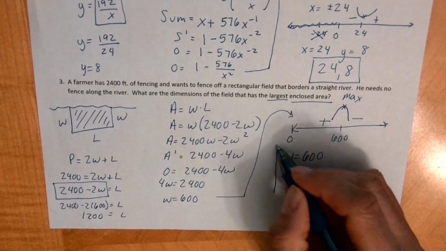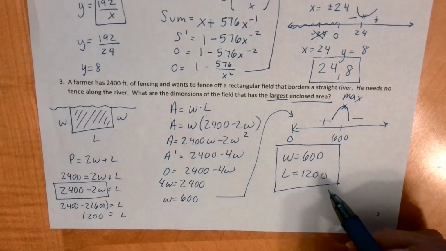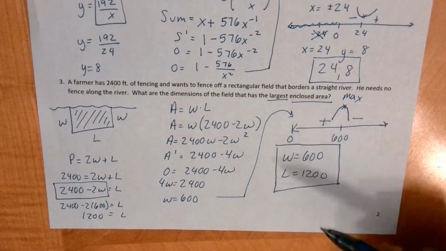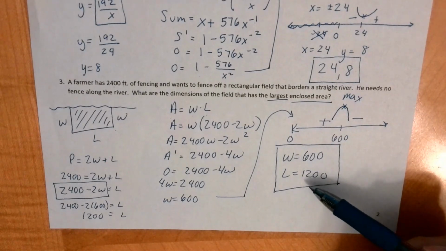Now, just fair warning, some of your problems on your homework might ask you to turn around and identify that maximum area. If you needed to do that, we know area is width times length, so you would just multiply 600 times 1,200.